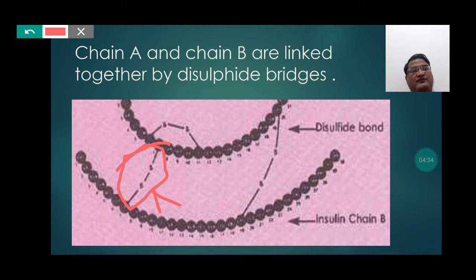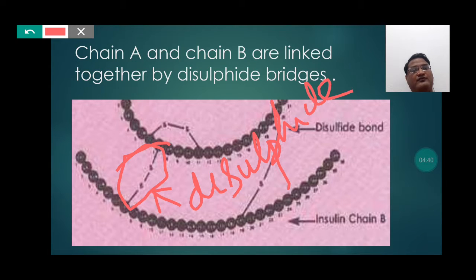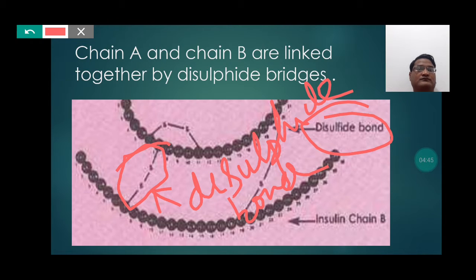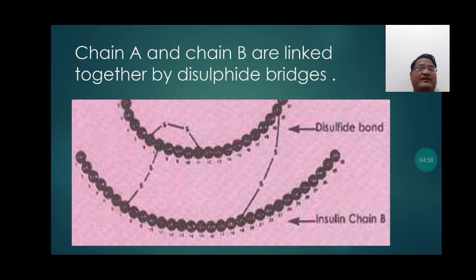So students, this is the disulfide bond, which is also mentioned here. So students, it is called disulfide because here you can notice two sulfur atoms present. That is why it is called a disulfide bond.